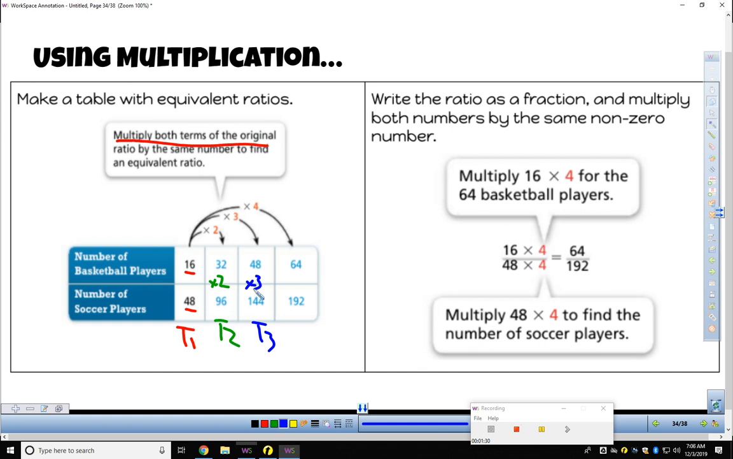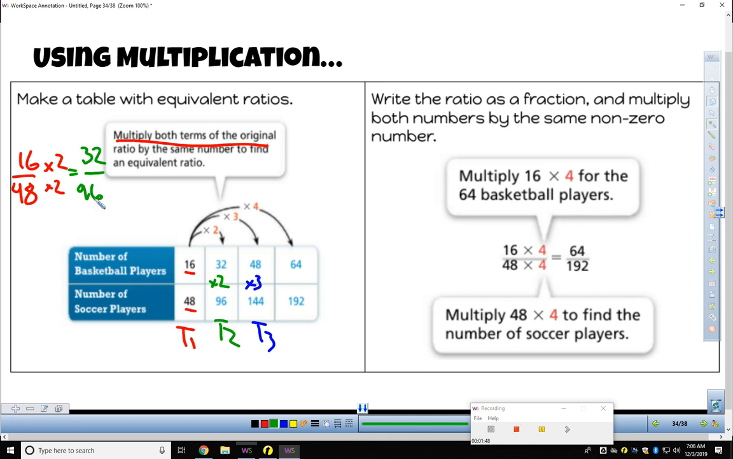What I mean by multiply both is, you'll notice here, if we take the first term and I multiply both by 2, it just so happens I get the second term of 32 basketball players and 96 soccer players. So you can use a table to continue to extend the ratio.